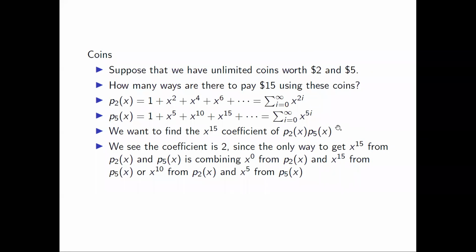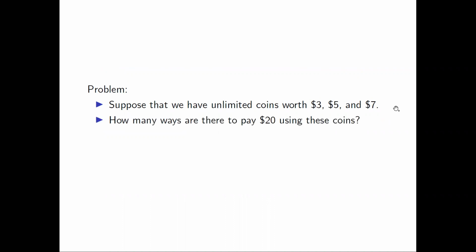So before we finish this video, here's another problem for you to think about that's very similar to this coin problem. It's just we're adding in another kind of coin. So suppose that we have unlimited coins of each of these types, where the types are $3 coins, $5 coins, and $7 coins. And the question is, how many ways are there to pay $20 using these coins?